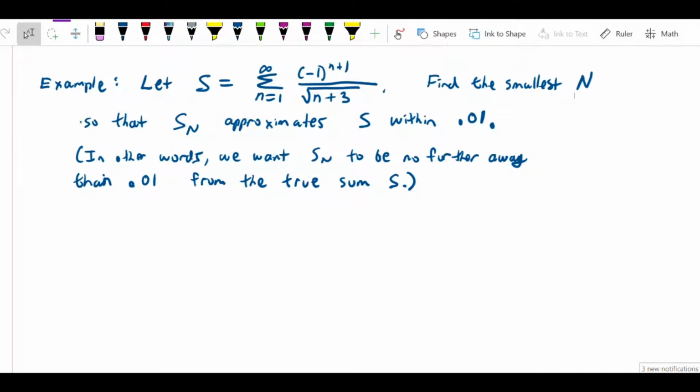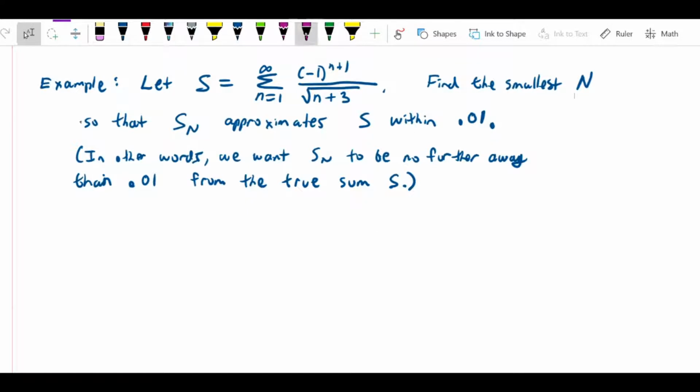So we have now a typical problem that involves the use of the error bound on alternating series. What we want to do is we're given a series, in this case (-1)^(n+1) over the square root of n plus 3, and we want to find the smallest n so that the partial sum Sn approximates S within some boundary. In this case, we want it to be no further away than 0.01, or 1/100th, from the true sum.